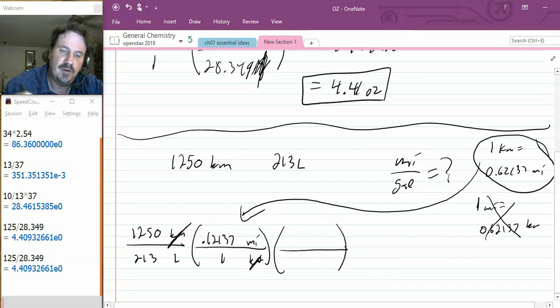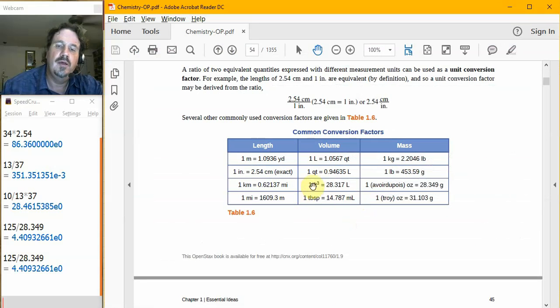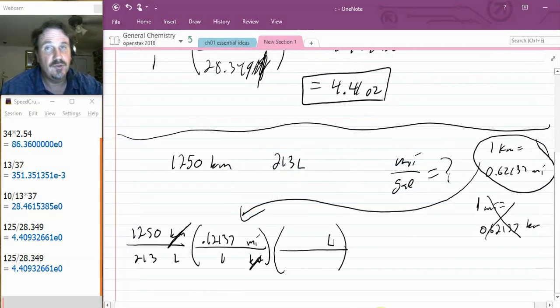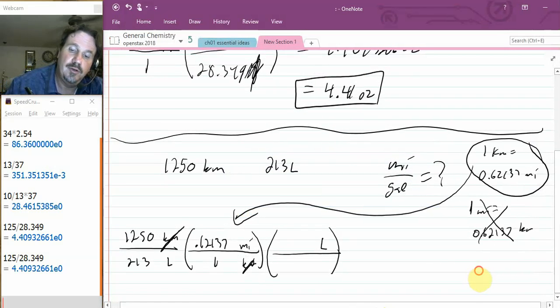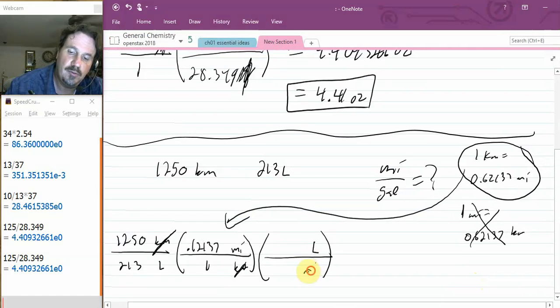I want to convert liters now to gallons. All right, so liters I'm going to put on the top so it will cancel. And let's go back to that table. In the volume, well, I don't have gallons anywhere on there. I do have liters to quarts. 1 liter is 1.0567 quarts. All right, so I'm going to have to do this in 2 steps actually. Liters to quarts is on that table. It said 1 liter is 1.0567 quarts.